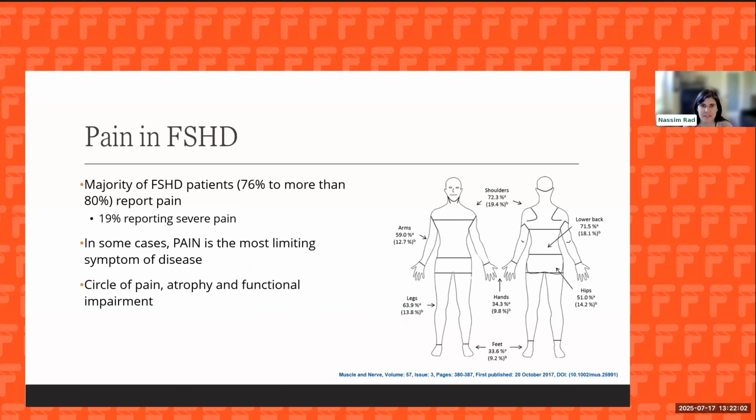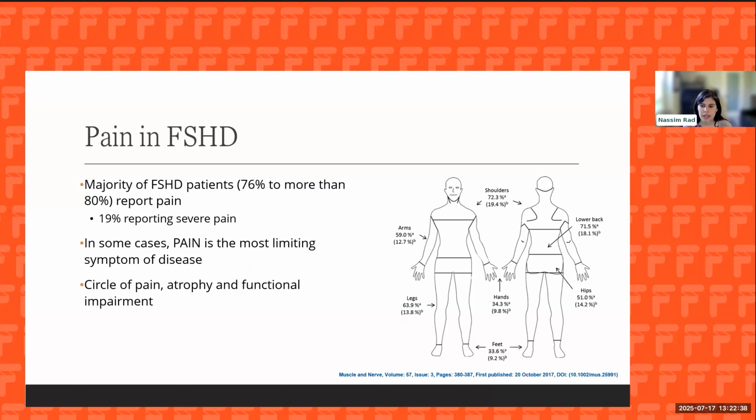When it comes to pain in FSHD, people used to think that neuromuscular diseases, because they originated in muscles and muscles don't officially have pain fibers, should be non-painful. And we know that is not the truth. So a majority of patients with FSHD report pain, 56 to more than 80%, with 19% reporting severe pain. In some cases, pain is their most limiting symptom. And then that circle of pain, atrophy, and functional impairment can become cyclical.